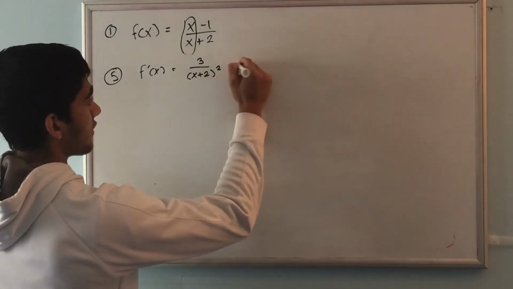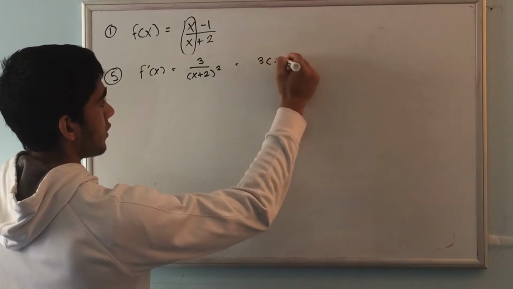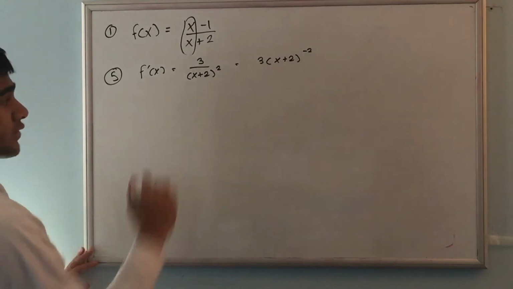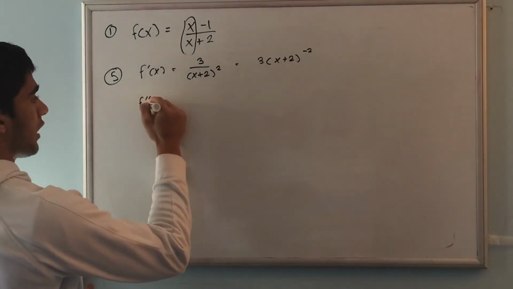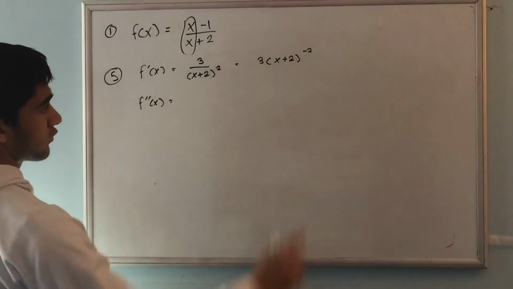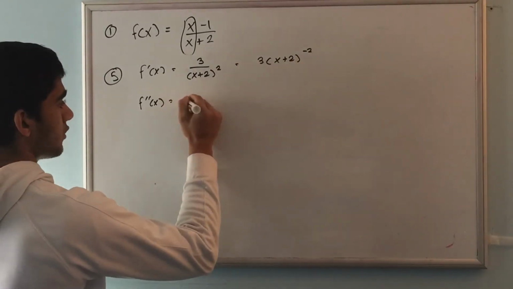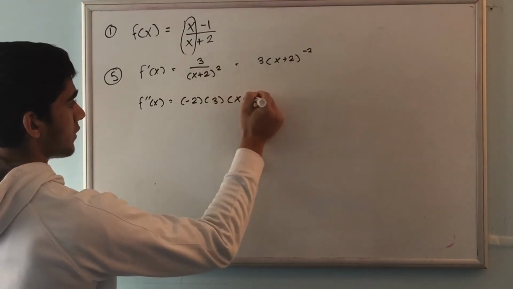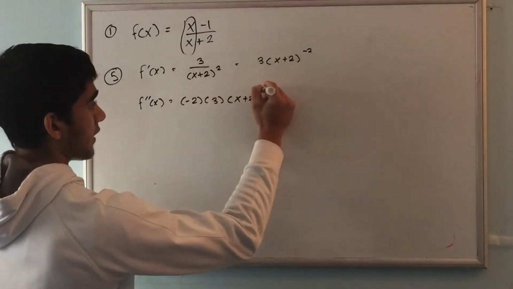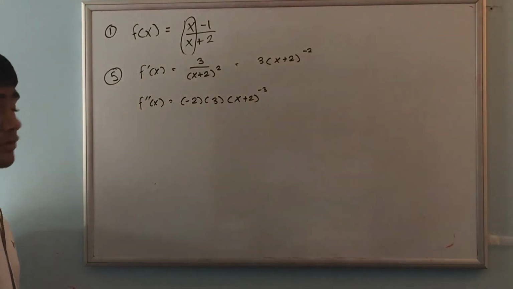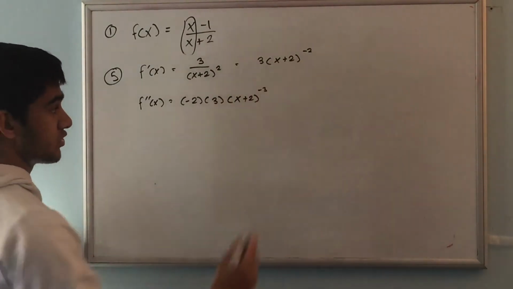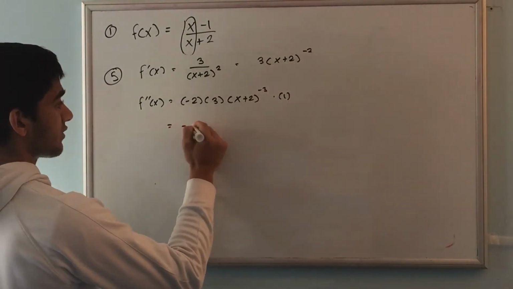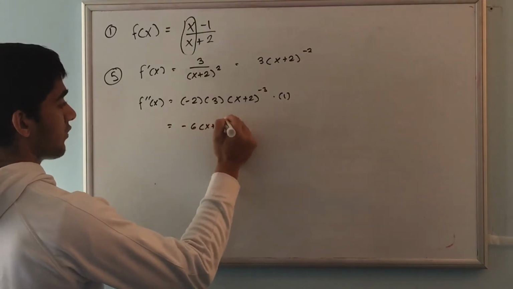Well, I'm going to rewrite this as 3 times x plus 2 to the negative second power. That's the exact same thing. And now I'm going to take the derivative of that. So f double prime x equals, remember, this is just a power rule, so bring down the negative 2. So it's negative 2 times 3 while keeping the inside the same. Remember, we're subtracting 1 from the exponent, so minus 3. And you can't forget the chain rule. We have to multiply by the derivative of the inside, which is just 1 in this case, times 1. And if you simplify this out, we get negative 6 times x plus 2 to the negative third power.